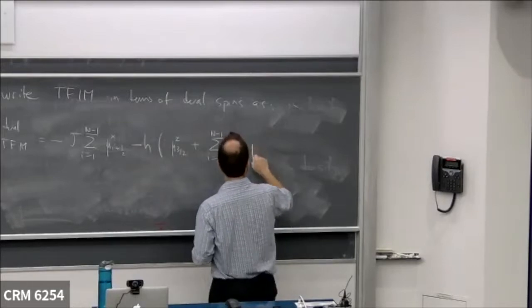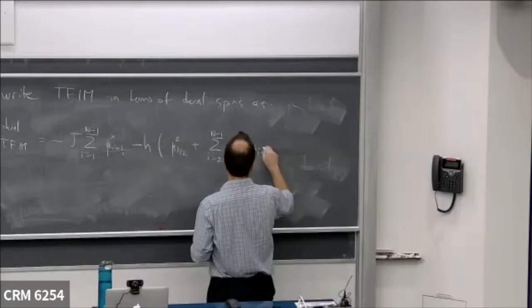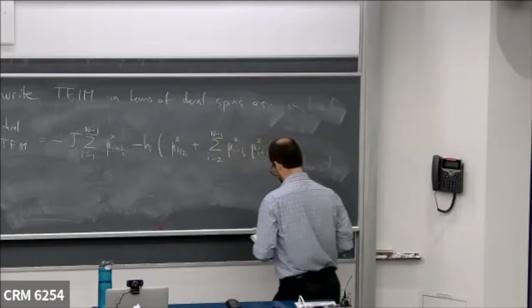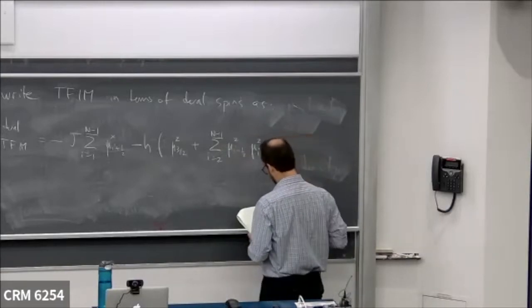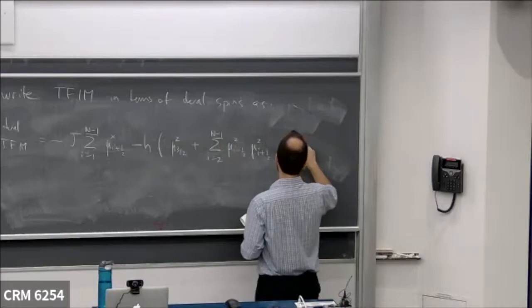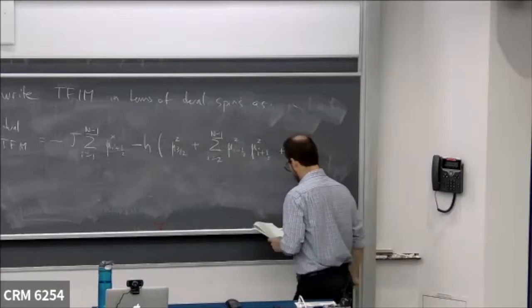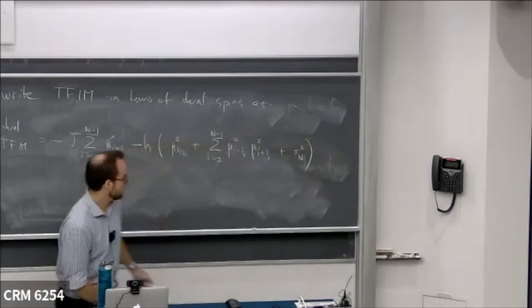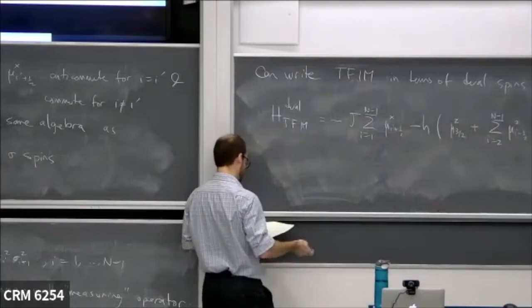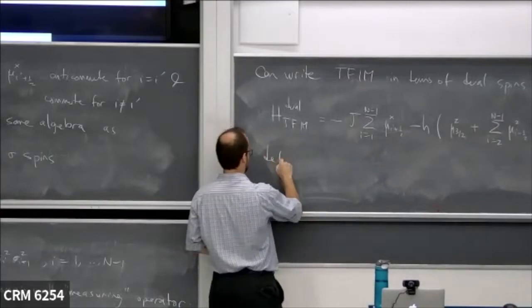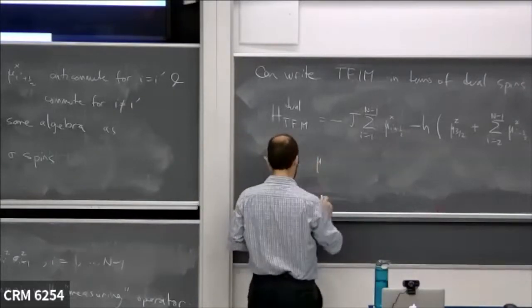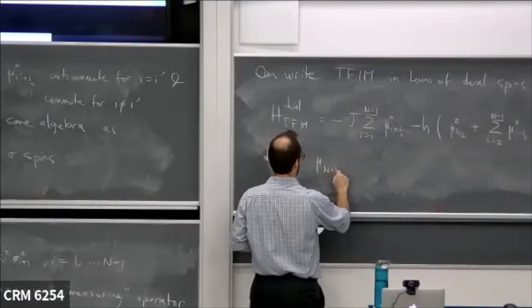mu z i plus a half. And again, if you're paying close attention, I only defined them up to n minus 1. But there's still a sigma n x that is unaccounted for. So to remedy this sort of asymmetry, we want to write everything in terms of the dual spins. So we'll define, finally, a mu n plus a half.